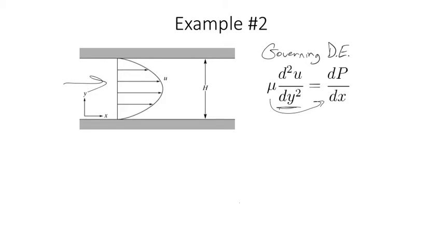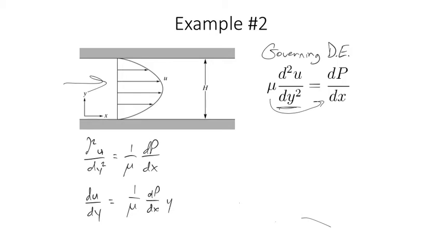solution. So we've got the second derivative of u with respect to y, and we're going to take our mu, our viscosity, to the other side with our constant pressure gradient, so dp dx is going to stay constant the whole time. Now we integrate once, so we get the first derivative of u with respect to y, and we get 1 over mu, all that times dp dx, and then we'll put y here, plus our constant of integration.